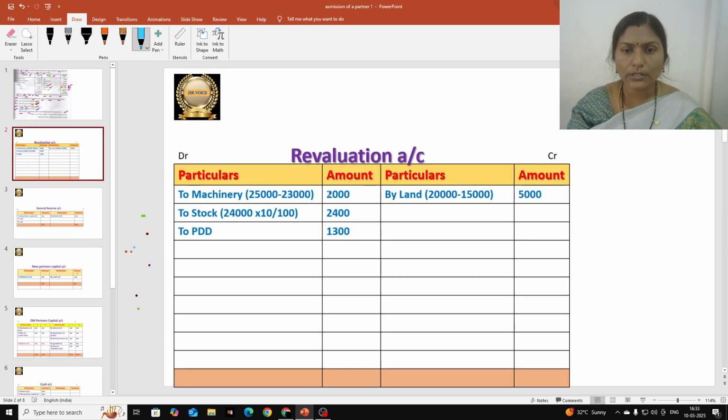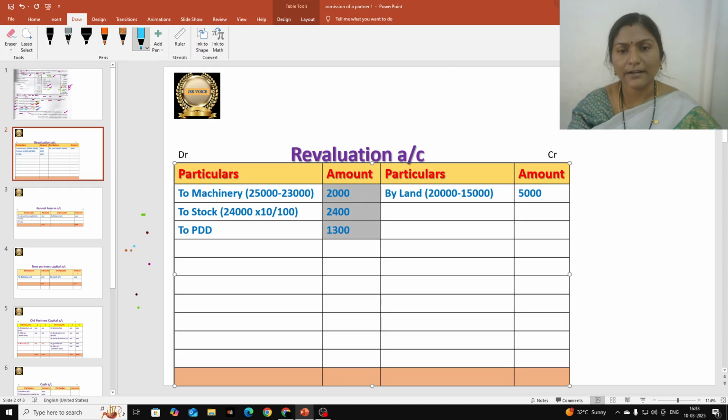Now check the total, students. Debit side we have 3 items. So total is 2,000 plus 2,400, 4,400. Okay, and plus 1,300. How much do we get? 5,700 we get on the debit side. And credit side, how much do we have? Only one value we have, that is 5,000. So debit side amount is 5,700, credit side amount is 5,000.